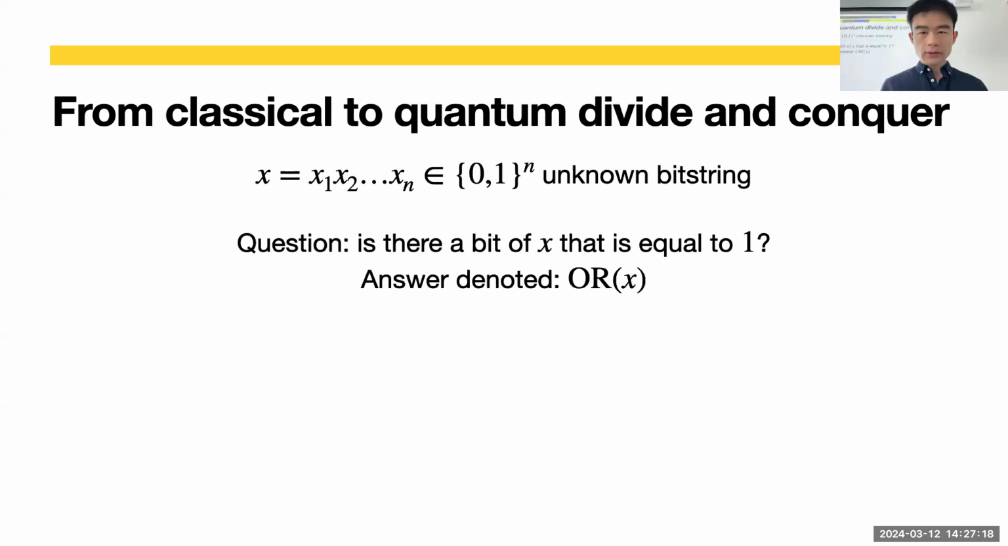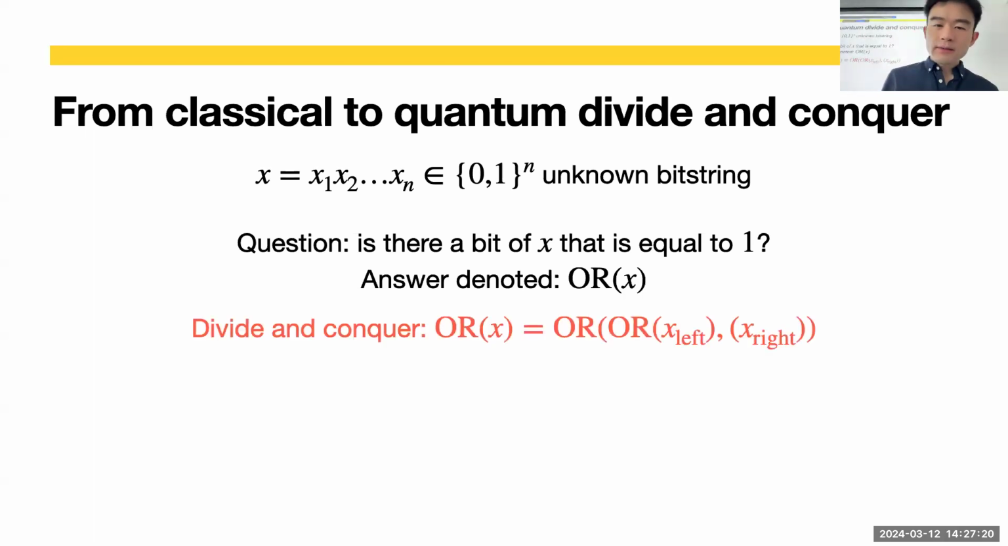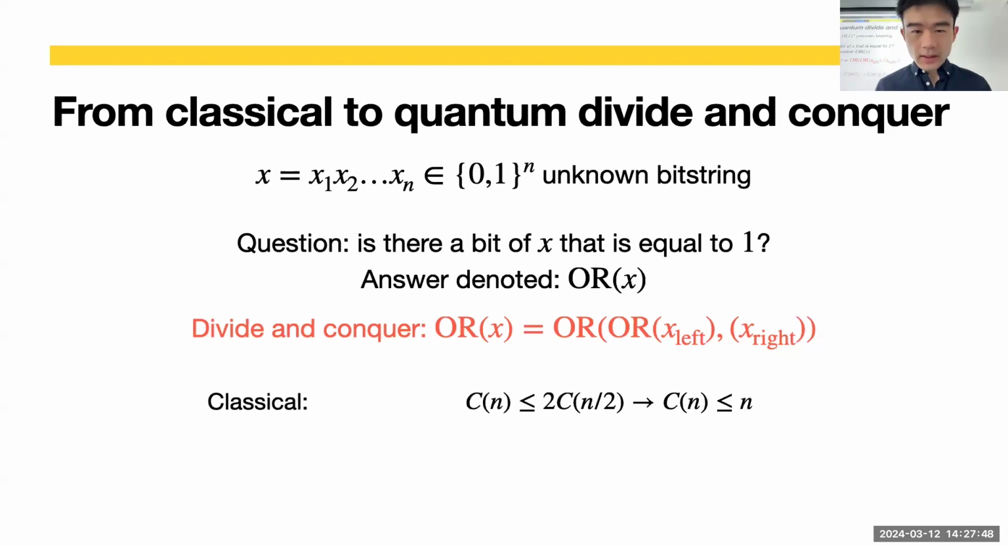Now, how would you do this classically? Well, we have this divide and conquer recurrence, which is that the OR of x is equal to the OR of 2 bits: the OR of the left half of x, denoted x left, OR the OR of x right. I guess there should be an OR there; that's a typo. So OR of x can be computed as the OR of 2 bits, one of which is the OR of x left, and one of which is the OR of x right. Classically, by the same argument, we have C(n) less than or equal to 2 times C(n/2), which solves to C(n) less than or equal to n.